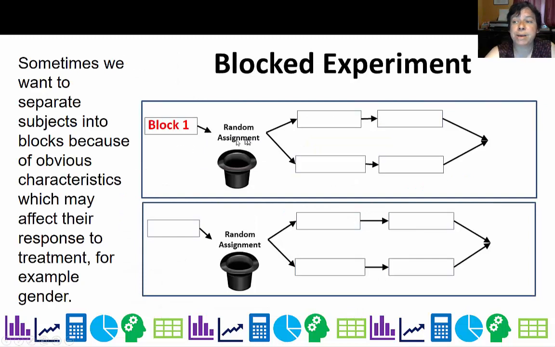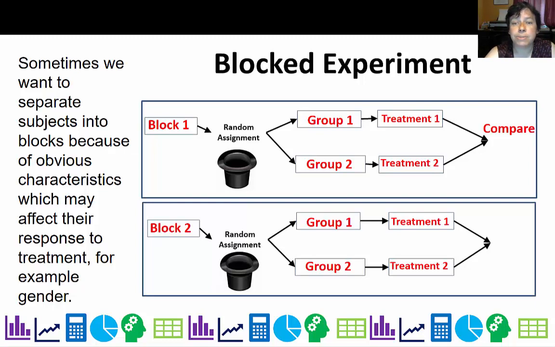So you could have one block for the males, and you're going to do the same thing we did with the other experiment: assign them to different groups randomly and compare the results. Then you would have a block of females, assign them to different groups and compare the results.